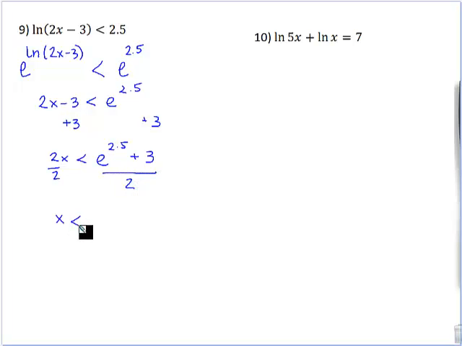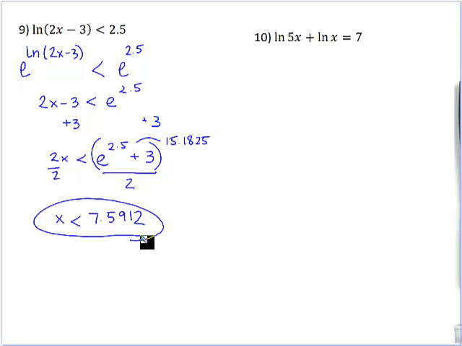So you have x is less than, in your calculators, figure out what e to the 2.5 is first. Add 3 onto it. So that top portion, you should get about 15.1825, and then divide it by 2. So you should have 7.5912. So x is less than 7.5912. You certainly can put this entire expression into your calculator, provided you have the parentheses around the numerator. As long as you have the parentheses around the numerator, it should work out perfectly.